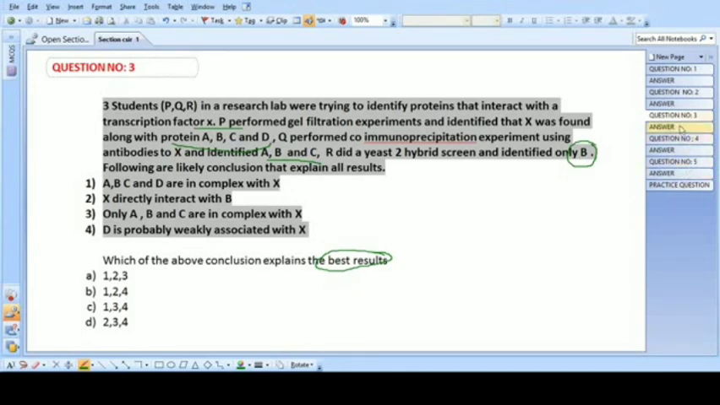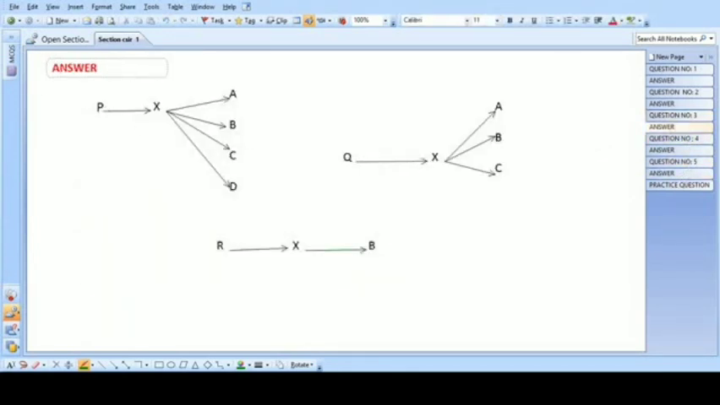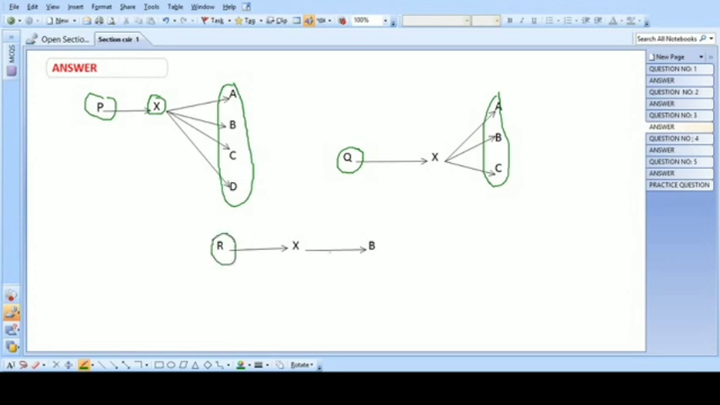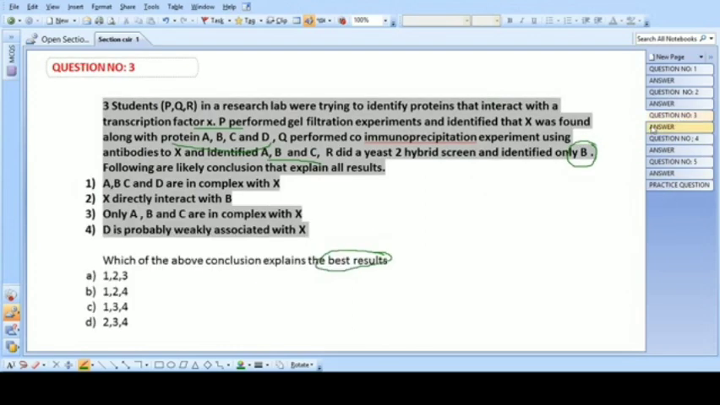Okay. From the question, we understand that student P found that X, the transcription factor, has association with A, B, C and D. And from the experiments of student Q, we found that X has association with A, B and C. And from the studies of student R, we found that the transcription factor X has association with B. Let's go to the options.